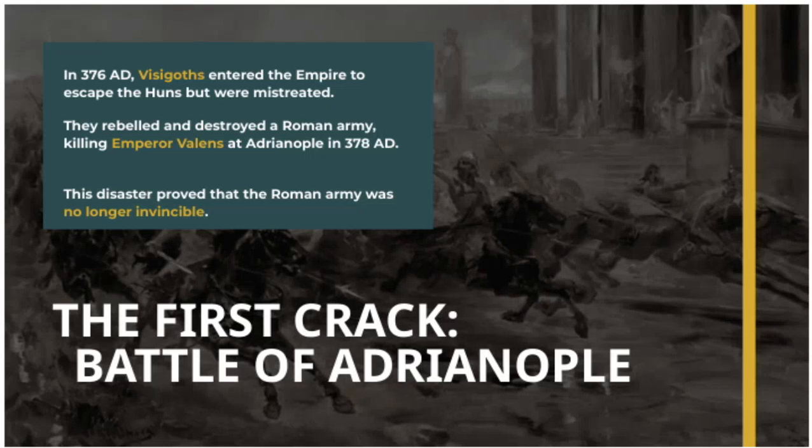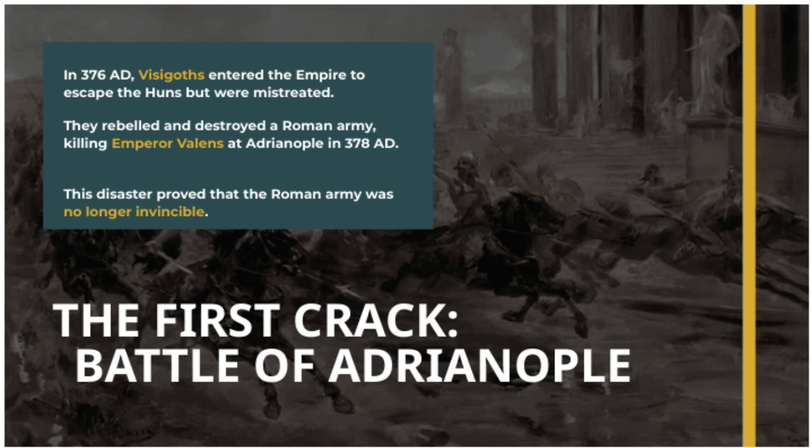Now, let's look at what is often called the first major crack in the Roman Empire, the Battle of Adrianople. This event was a turning point because it demonstrated that the Roman army was no longer invincible. In 378 AD, the Visigoths rebelled against Roman authority and managed to destroy a Roman army, which was a huge blow. Tragically, Emperor Valens was killed during this battle, marking a significant moment of vulnerability for Rome.